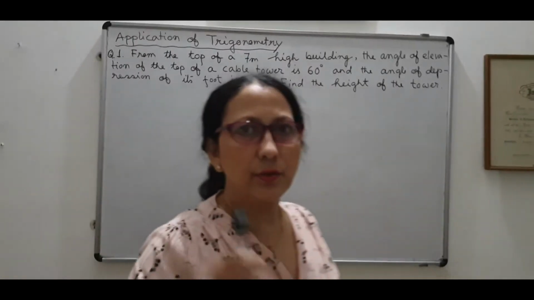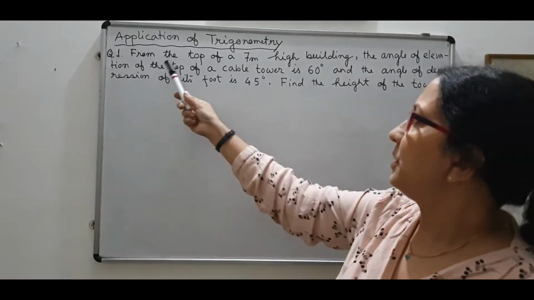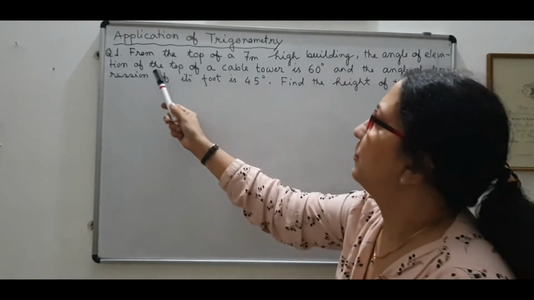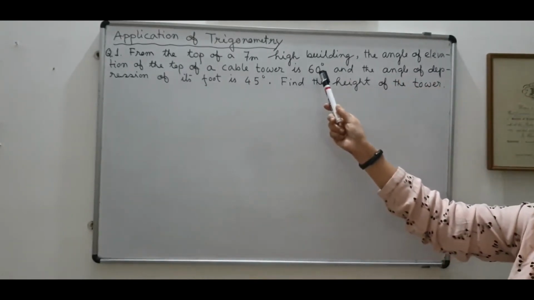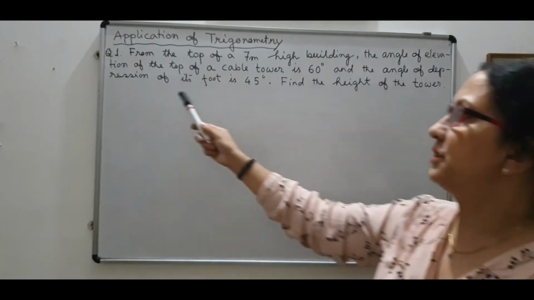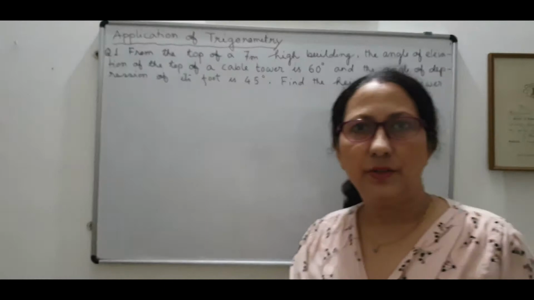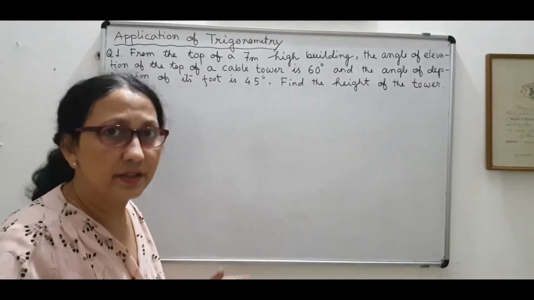So this is the first question that I have taken. From the top of a 7-meter high building, the angle of elevation of the top of a cable tower is 60 degrees and the angle of depression of its foot is 45 degrees. Find the height of the tower. So let us visualize the situation.